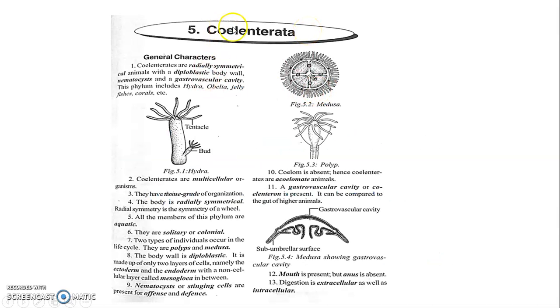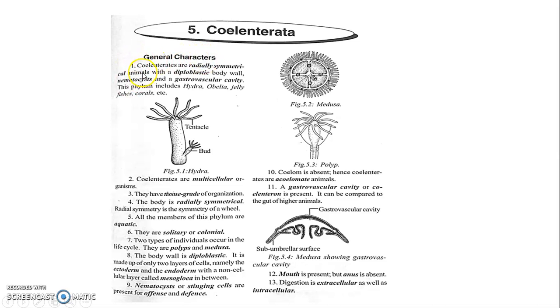See, Coelenterate is a phylum. It is placed after the protozoa and porifera. These are the lower organisms. They are not yet developed. That's why they are placed in the third phylum, after the porifera.